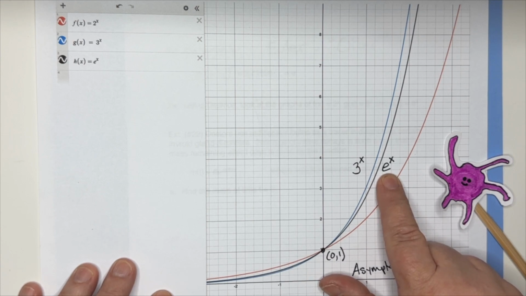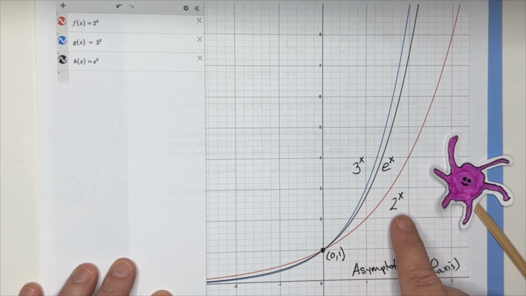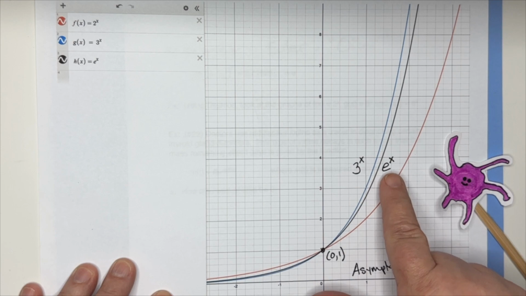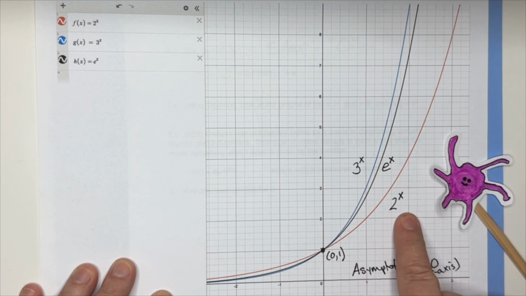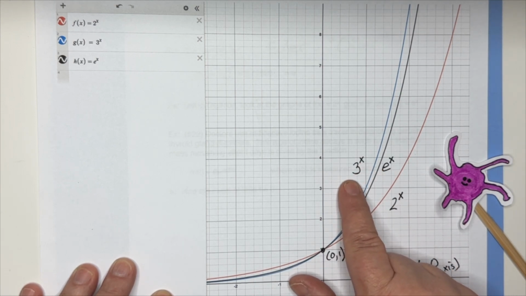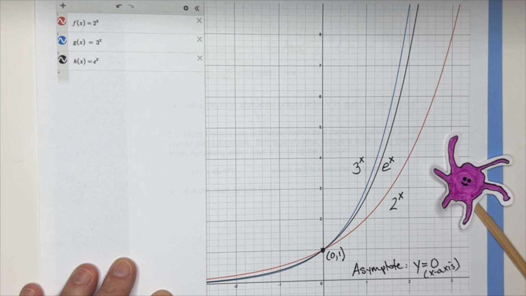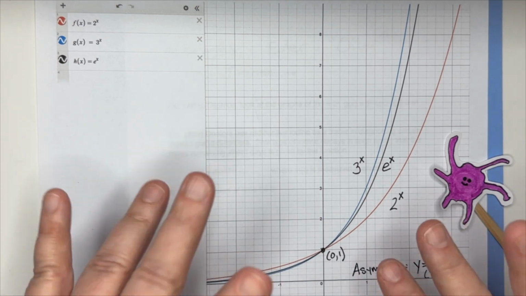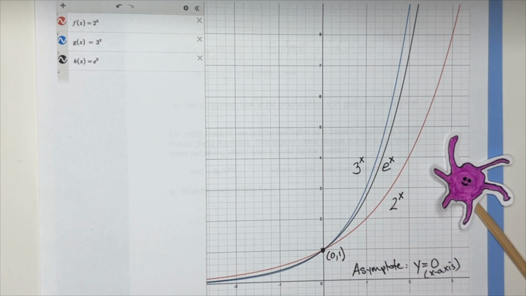E, remember, is about 2.7, so it sits between 2 and 3, and e to the x sits between 2 to the x and 3 to the x, which is pretty cool. E to the x is also closer to 3 to the x, which makes sense because 2.7 is closer to 3. So, woohoo!